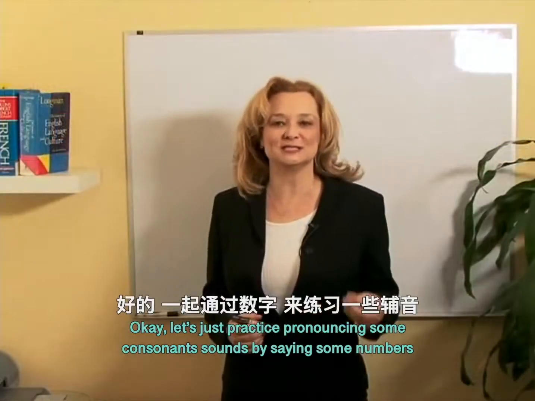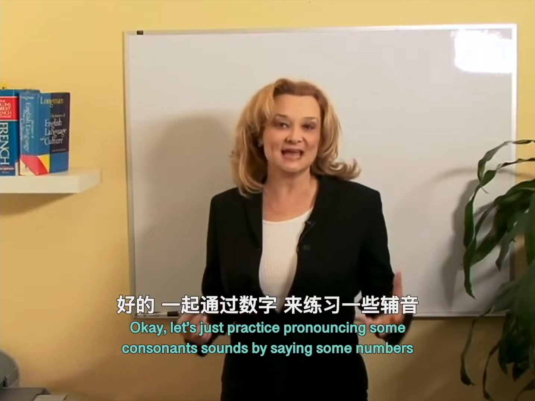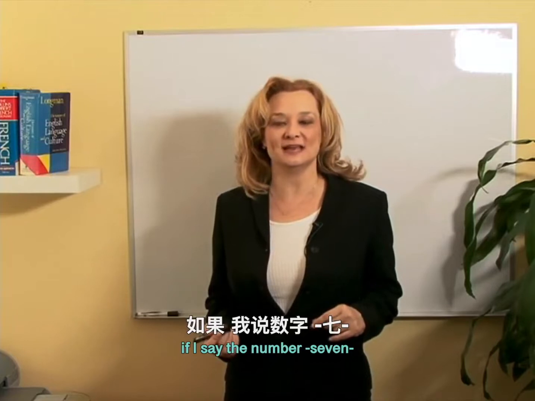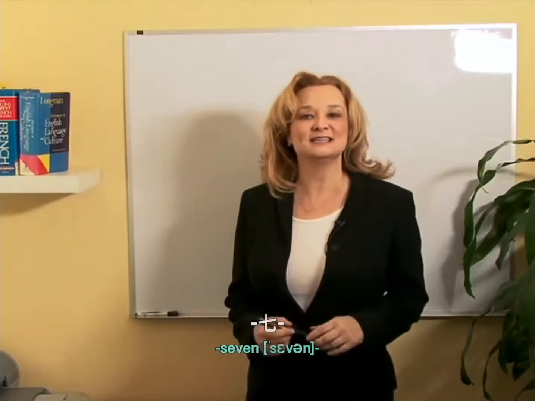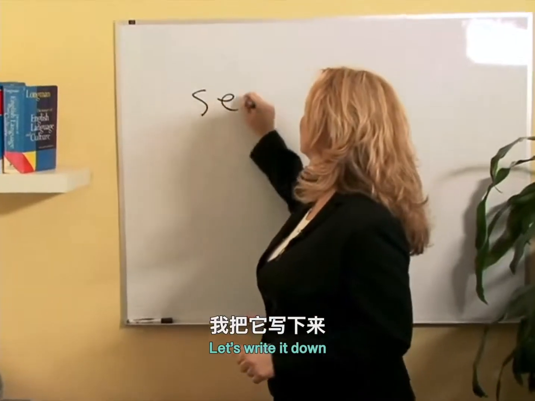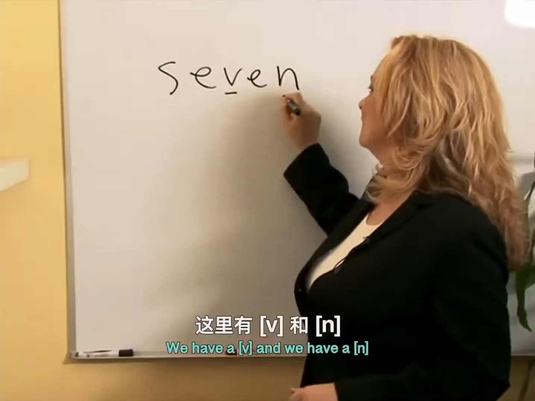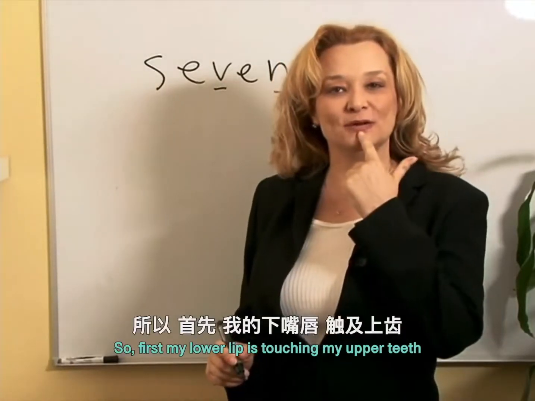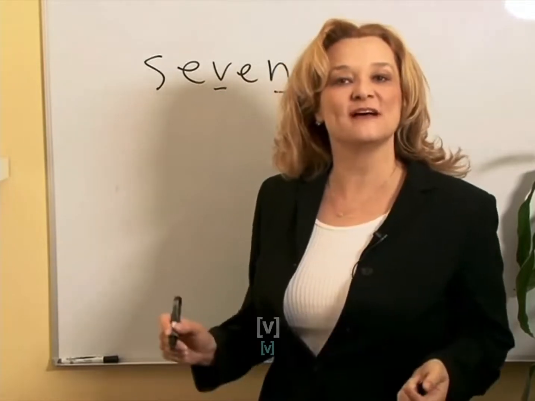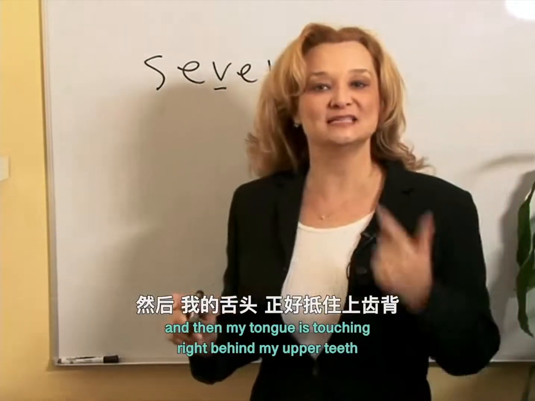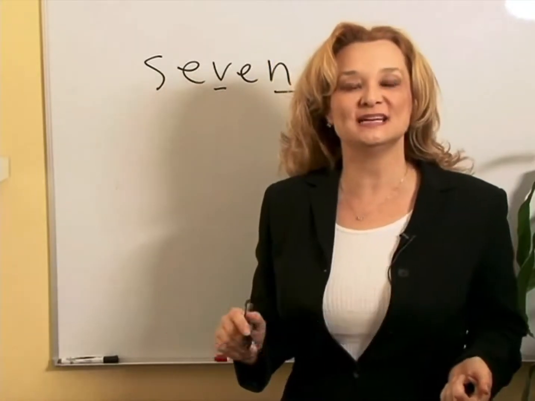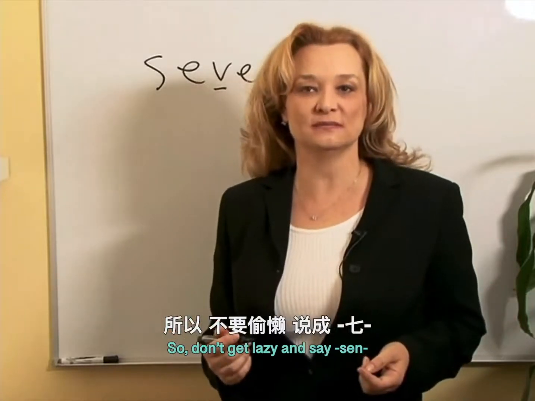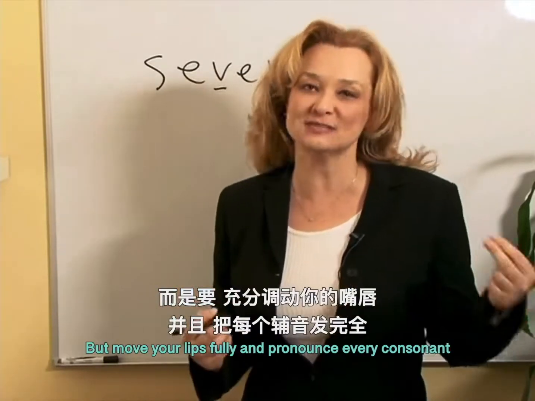Okay, let's just practice pronouncing some consonant sounds by saying some numbers. For example, if I say the number seven, look what's happening in my mouth. Seven. Let's write it down. We have a V and we have an N. V, v. So first, my lower lip is touching my upper teeth. And then my tongue is touching right behind my upper teeth. Seven. So don't get lazy and say "seh-en," but move your lips fully and pronounce every consonant.